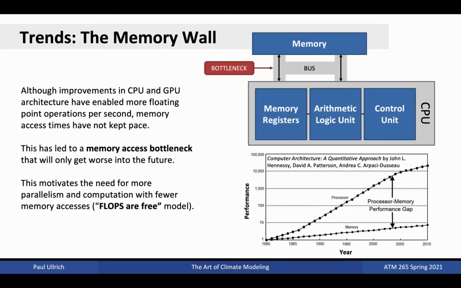Although improvements in CPU and GPU architecture have enabled more floating point operations per second, memory access times have not kept pace. This has led to a memory access bottleneck that is anticipated to only get worse in the future. Namely, although GPUs and CPUs are becoming quicker at performing computation, the rate at which data can be brought into memory has not seen significant improvement. This suggests a need for the design of supercomputer programs that do more work with fewer memory accesses. Namely, we need to consider future program designs where individual computations are free, but memory accesses are costly.